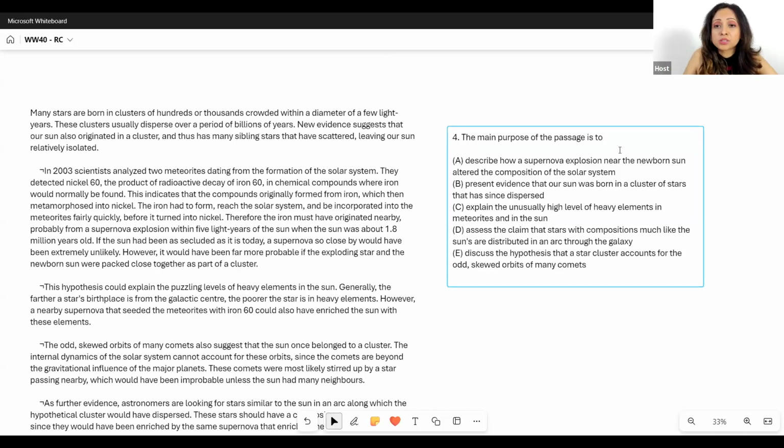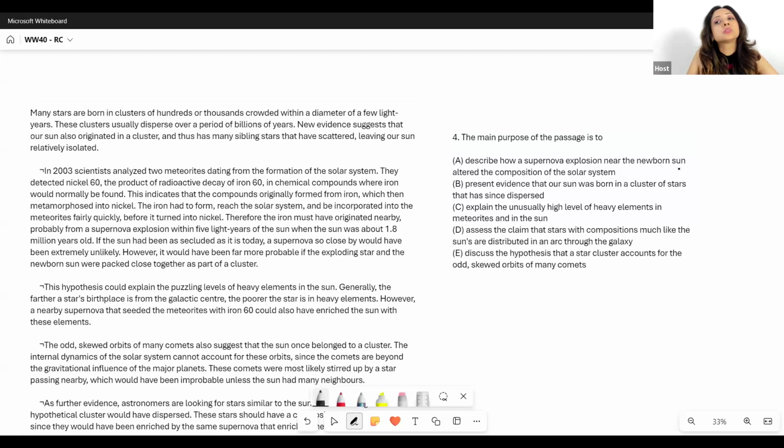So let's just look at the options. Describe how a supernova explosion near the newborn sun altered the composition of the solar system. No, that's not the main purpose for sure. Present evidence that our sun was born in a cluster of stars that has since dispersed. Correct, right? So this is exactly what we were looking for. As I said, everything comes down to that. Here it introduced this. Here it finally, this is what it came down to after all this explanation.